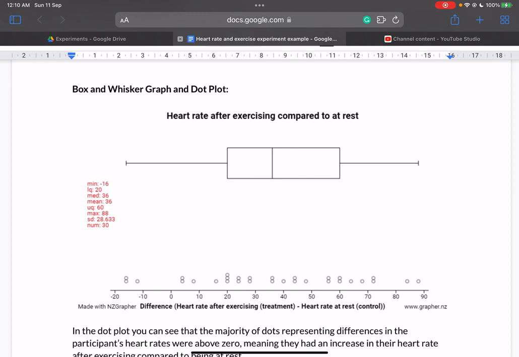There is also a template that you can use in the accompanying booklet or assignment that can help you to analyze your box and whisker graph because it is one of the harder ones.